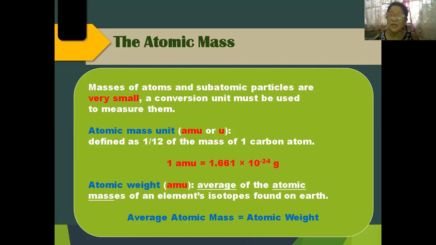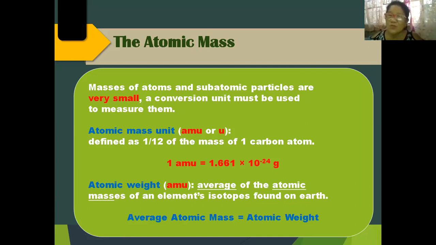Let's move on to atomic mass. What is atomic mass? As I've said, in the periodic table you can see that the upper portion is the atomic number and the lower portion is the atomic mass. Atomic mass is sometimes called atomic weight, molecular weight, or molar mass. These masses of atoms and subatomic particles are very small. A conversion unit must be used to measure them.